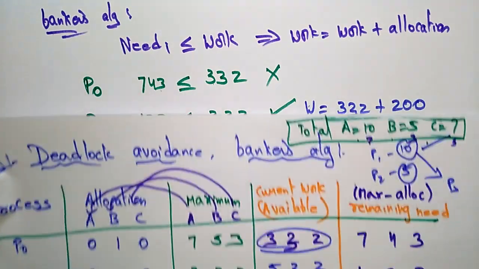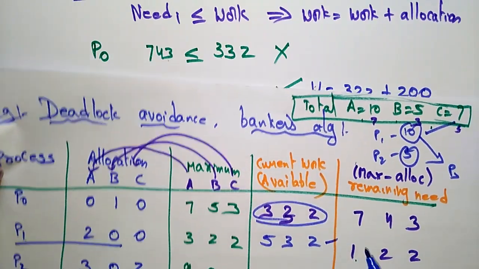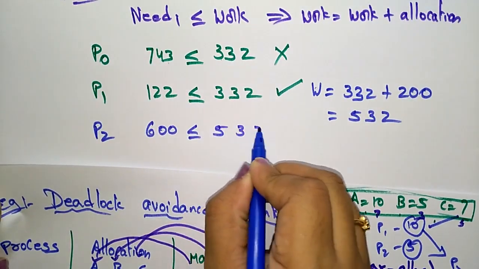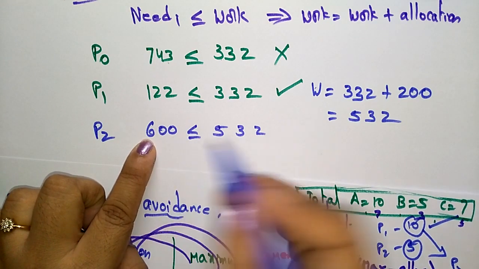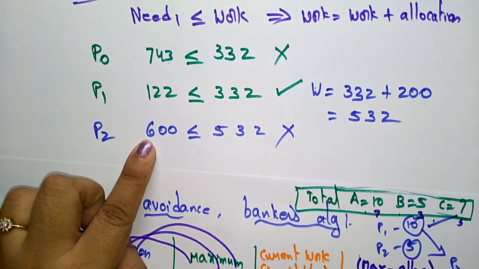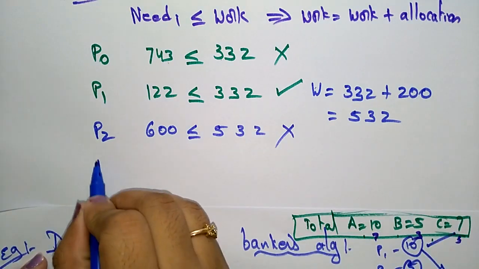600 is less than or equal to the current work, which is 532. Now check: 6 is less than or equal to 5? No. So the first condition itself has failed. So just discard it, then go for P3.